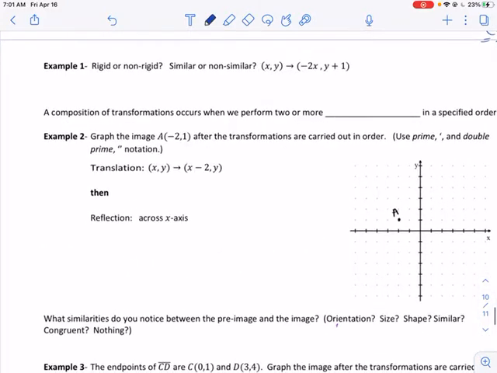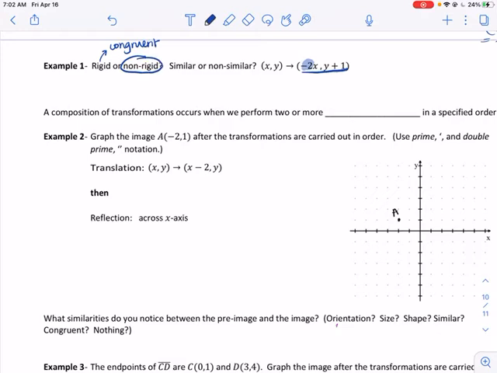Here's an example of a rule where you have to identify if the transformation was rigid or non-rigid. Remember that a rigid transformation results in congruent shapes, and a non-rigid transformation doesn't. It changes the size of the shape. So we're looking at this, and it has negative 2x and y plus 1 as our image. Because it has the negative 2, we know that it's changing the size of the shape. So because it's changing the size of the shape, it is non-rigid.